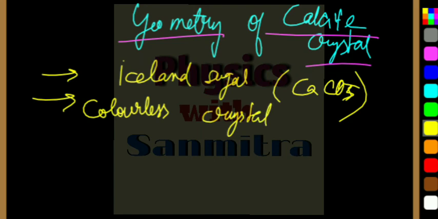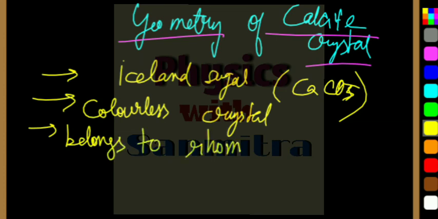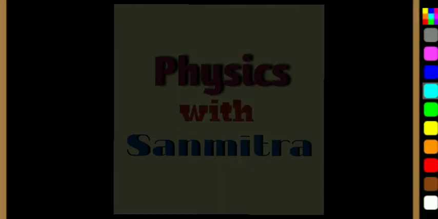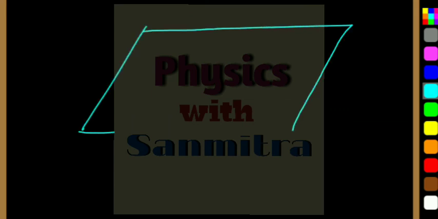Colorless crystal, and it belongs to the rhombohedral class of the hexagonal system. Actually, these details are not that important, I'm telling them just for information. These are the things which we learn in detail in solid state physics, that is, the classification and types of crystals, etc., but not here. In crystallography this is important, but at least we should know the geometry, because this geometry is important.